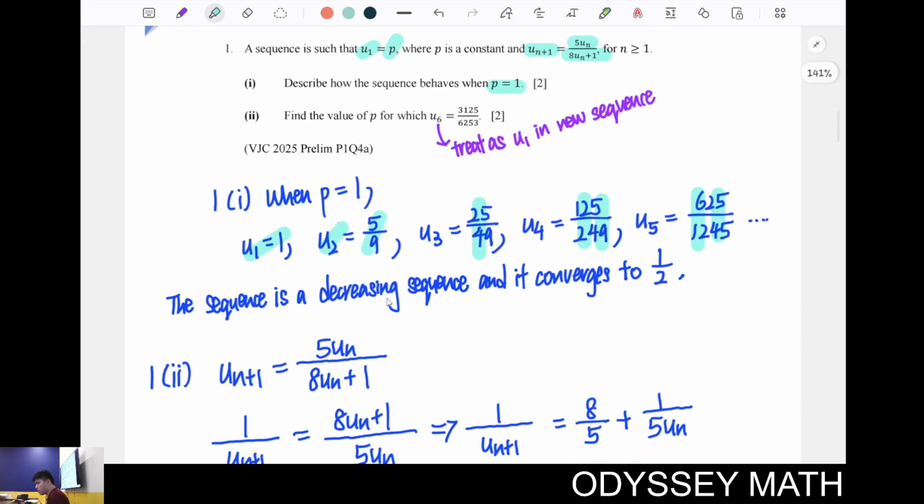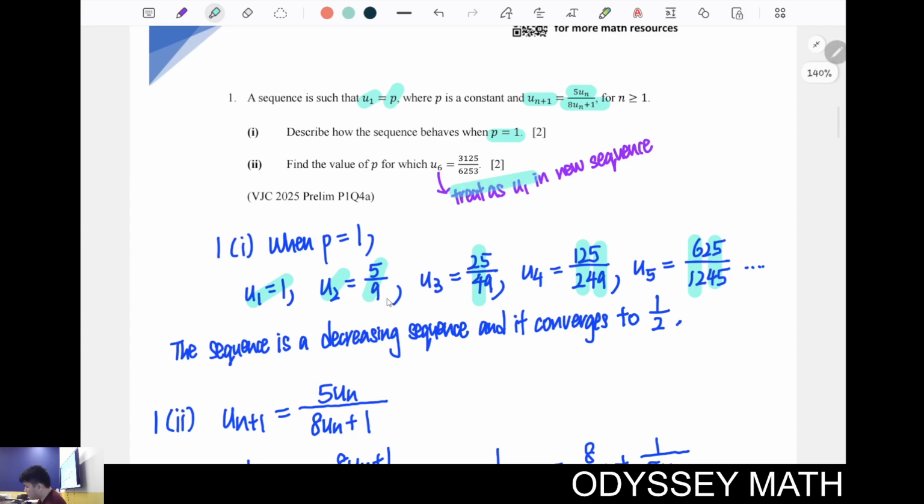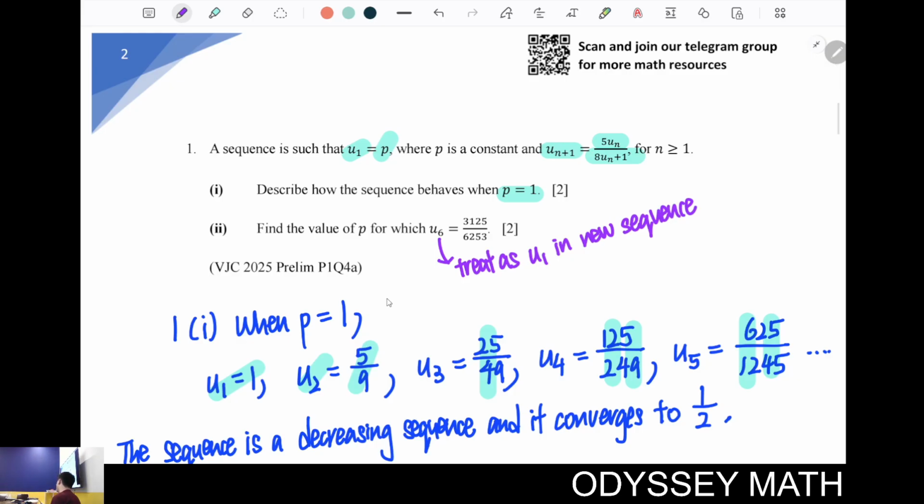Now, part 2, find the value of p for which u6 equals 3125 over 6253. So actually, you ignore this statement over here first. So far, in the slides when I introduced this chapter to you, as well as in the previous practice questions, what we have always been doing is the term after equals the term before. So basically, the term before is the input for you to get the term after.